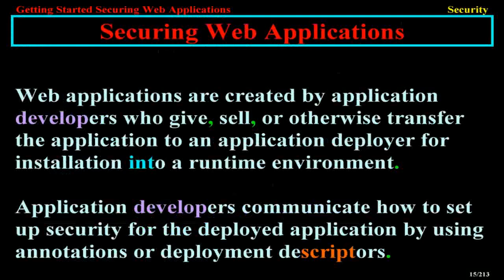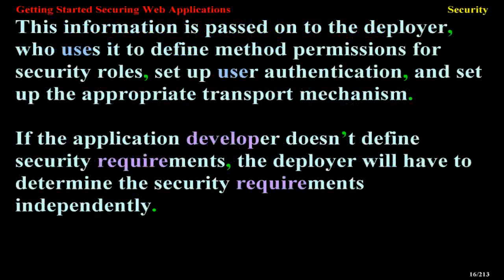Securing Web Applications. Web applications are created by application developers who give, sell, or otherwise transfer the application to an application deployer for installation into a runtime environment. Application developers communicate how to set up security for the deployed application by using annotations or deployment descriptors. This information is passed on to the deployer, who uses it to define method permissions for security roles, set up user authentication, and set up the appropriate transport mechanism.